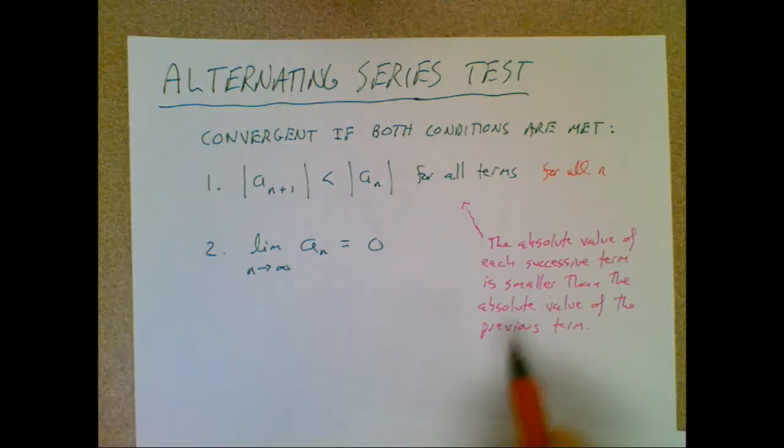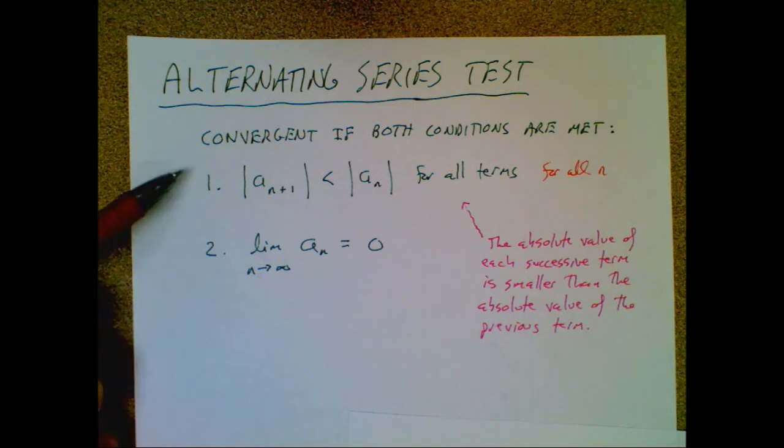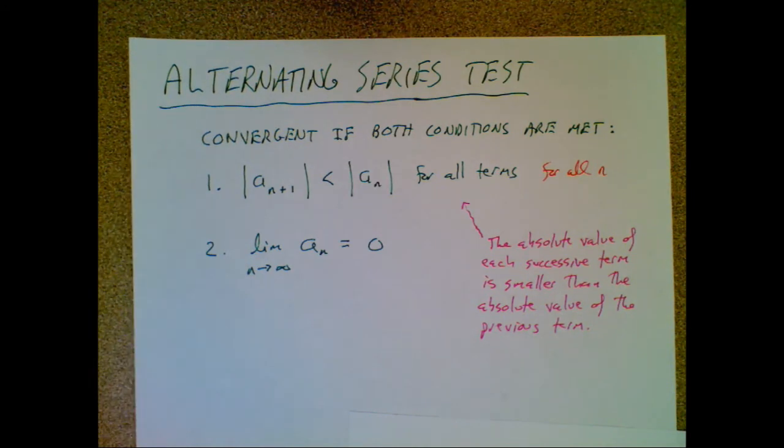And I put that in English over here. The absolute value of each successive term is smaller than the absolute value of the previous term. So you have to say yes to both of those conditions if you want to say the alternating series is convergent. If you can't say yes to those two conditions, you can't necessarily say divergent. You've just failed to conclude that it's convergent. Lawyers.